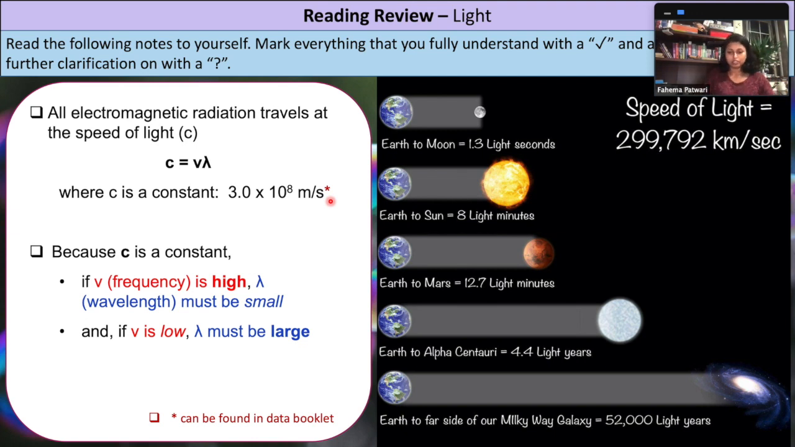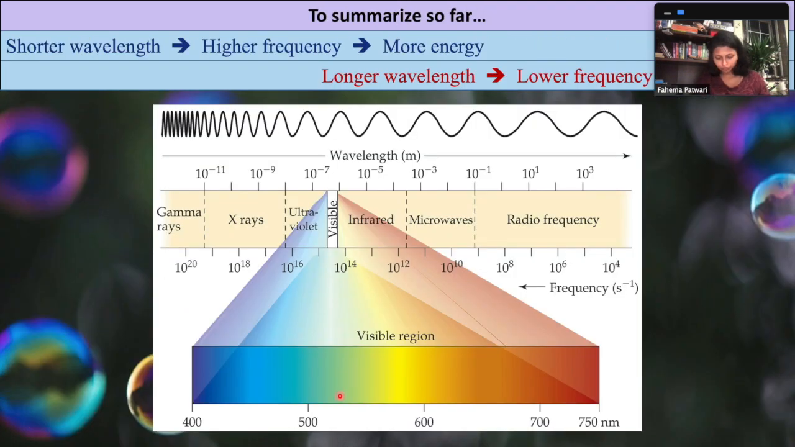And we see here this equation that speed of light is equal to frequency times wavelength, right? So that means if the frequency is increased, the wavelength must be decreased. If the frequency is low, the wavelength must be large. So frequency and wavelength are inversely proportional. That's the relationship. We can visualize that here.